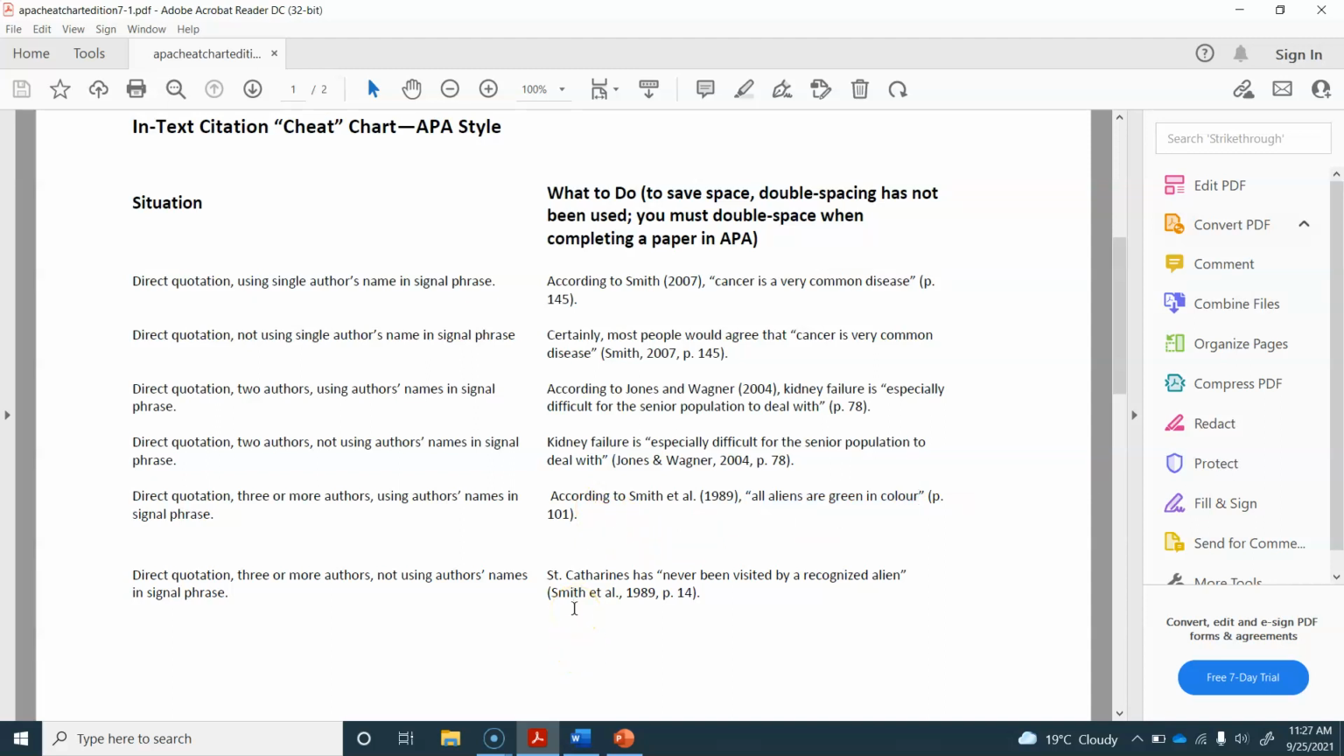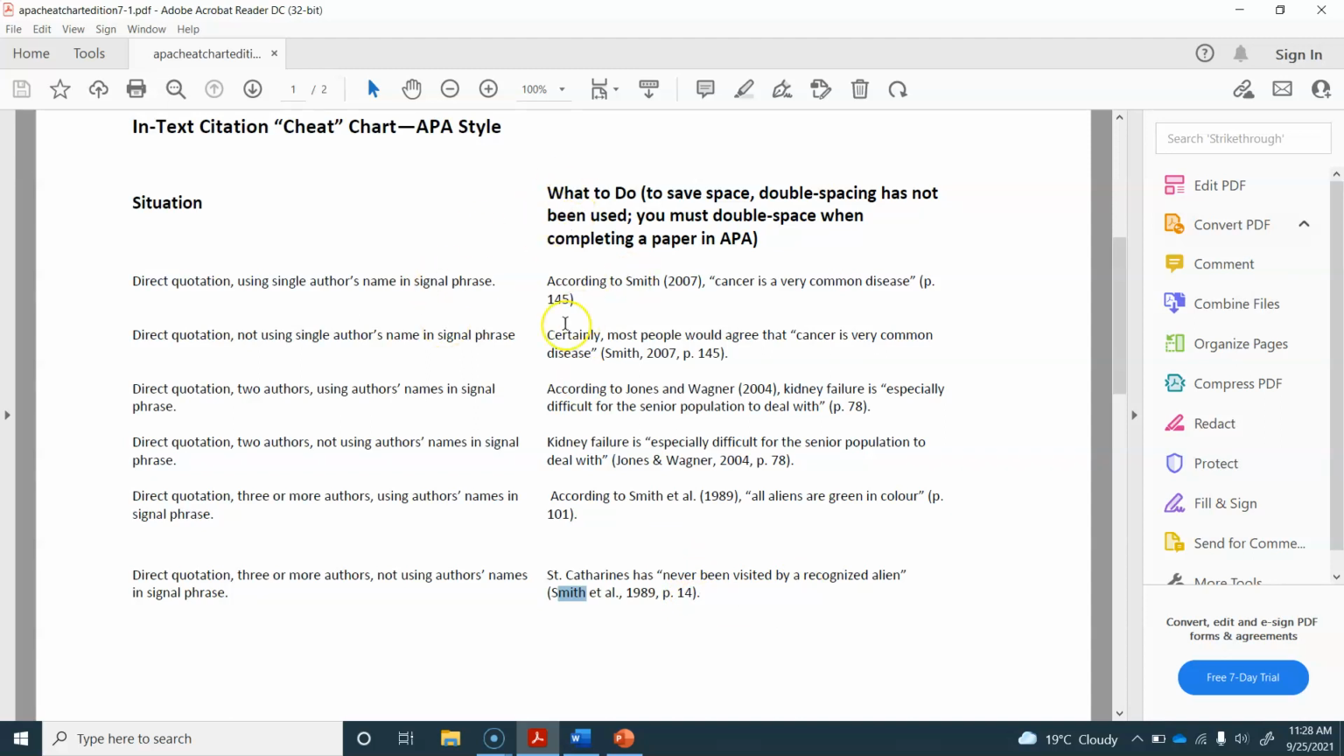But if I decide that I don't want to use the author's names in my sentence, so, take a look at the difference between the two, I'm going to put everything in a big long bracket at the end, just as I did for 1 and 2, but I'm going to use the et al. shortcut. So I'm going to put in my first author's name, Smith, et al., E-T space A-L period, comma, space, year of publication, comma, space, P period, space, page number, close the bracket, period.